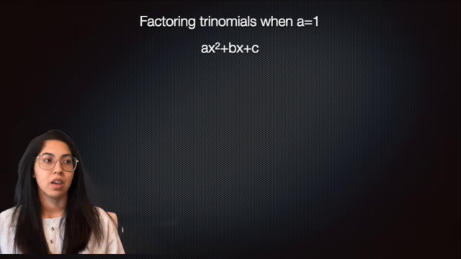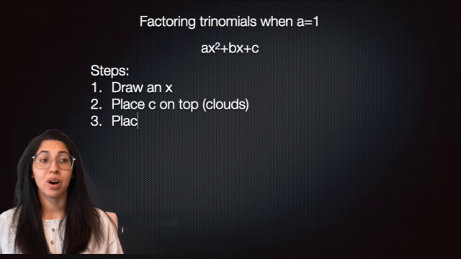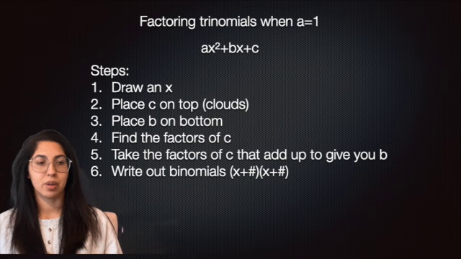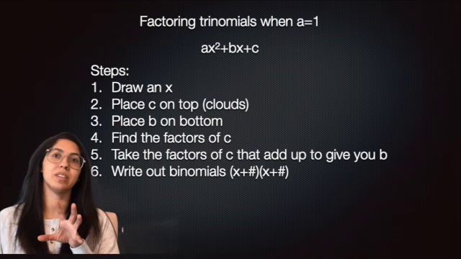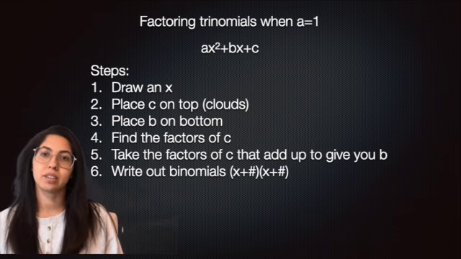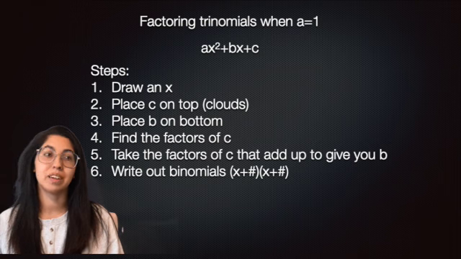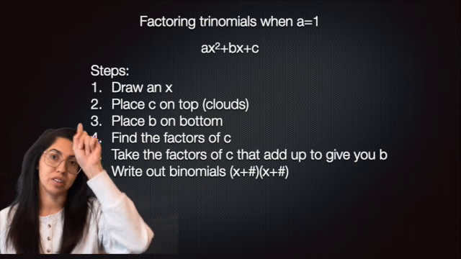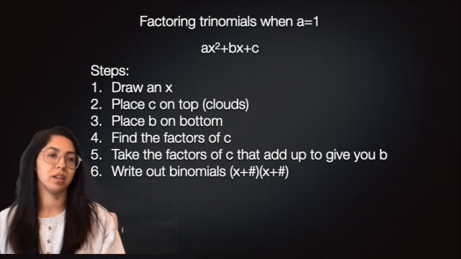Got it? So go ahead and pause this video really quick just to go ahead and write these steps down because this is kind of a lot. It seems a little intimidating, but it's really not that bad. So step 1, draw an X. Step 2, place C on top. C, clouds. C is the constant plus C. Step 3, place B on the bottom. Step 4, find the factors of C, which is that top number, which will make sense in a little bit.